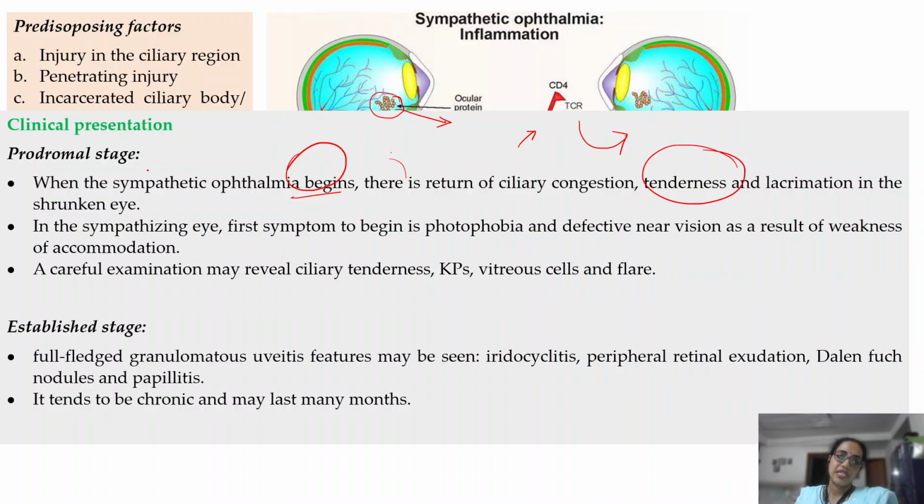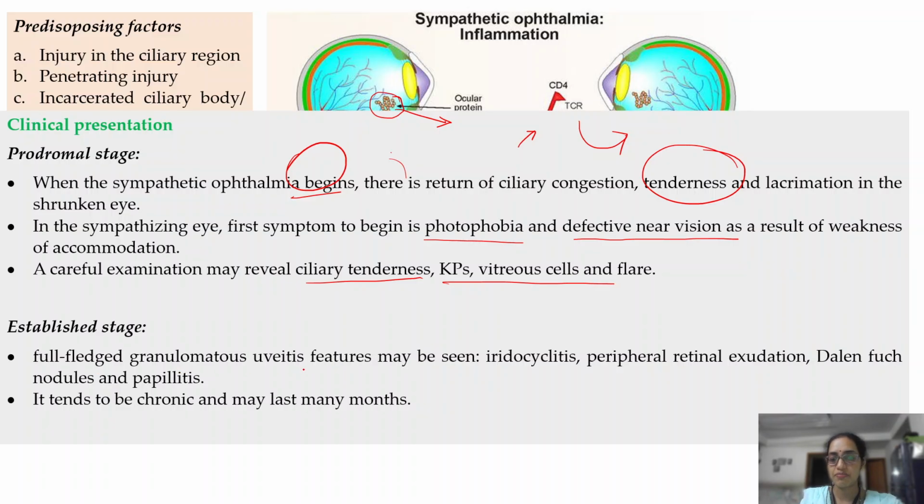So there is a prodromal stage when the sympathetic ophthalmia is just about to begin. There is ciliary congestion. The eye which was quiet till now starts to become red, and there is tenderness. Okay, sorry. And there is lacrimation in the shrunken eye. In the sympathizing eye, you might start to get photophobia, defective near vision because of the weakness of the ciliary muscle, which you cannot miss. So at this point, if you carefully observe, you might find some very few signs of anterior uveitis, ciliary tenderness, keratic precipitates.